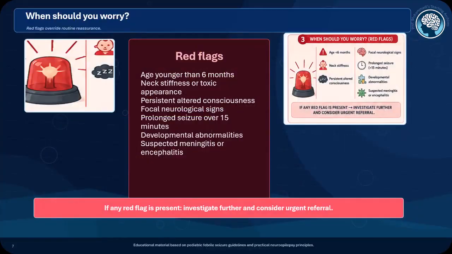Red flags are the safety net in the evaluation of febrile seizures. They help us identify the child who does not fit the usual benign pattern. Important red flags include age younger than 6 months, neck stiffness, toxic appearance, persistent altered consciousness, focal neurological signs, prolonged seizure lasting more than 15 minutes, developmental abnormalities, or suspicion of meningitis or encephalitis. If any of these red flags are present, the pathway changes.